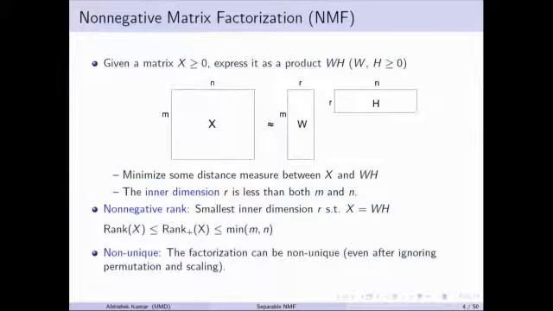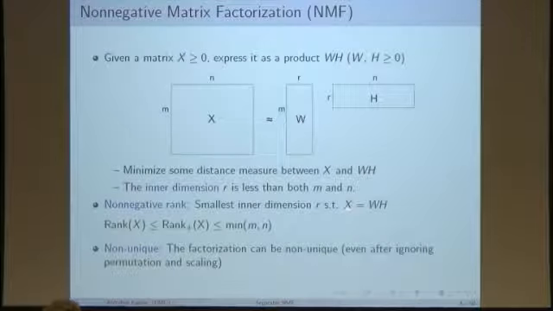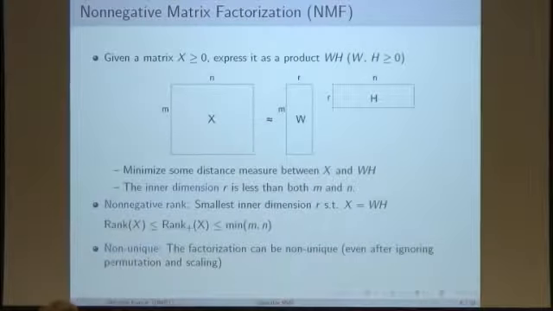So non-negative rank is the smallest inner dimension for which we have an exact factorization. So there is no error in the factorization here. The smallest r for which we have no error in the factorization, that's called non-negative rank. An important point about non-negative rank is that it's always greater than or equal to linear rank and always less than or equal to both m and n. Now another point about NMF is that it can be non-unique. So even if we ignore the permutations and scalings of columns of W and rows of H, NMF can still be non-unique. So there can be multiple non-negative matrix factorizations for a given matrix.